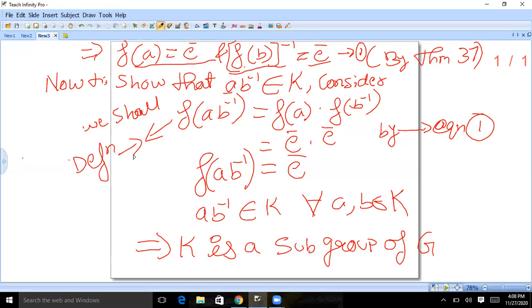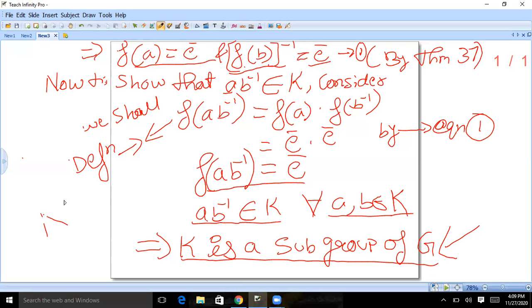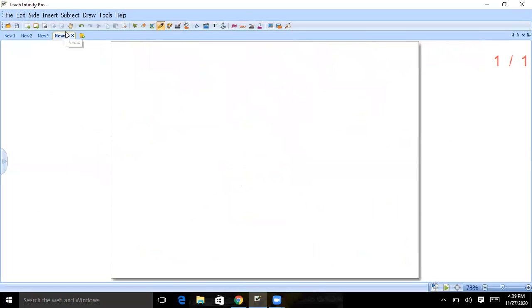f of AB inverse is equal to f of A into f of B inverse. The value of f of A is equal to e bar, f of B is equal to e bar. So e bar into e bar is equal to e bar, that is f of AB inverse is equal to e bar. Therefore AB inverse belongs to capital K, A, B belongs to capital K. Therefore K is a subgroup of G. What did we get? K is a subgroup of G. What we have to prove is that K is a normal subgroup of G. So the next steps, I will share on the next screen.